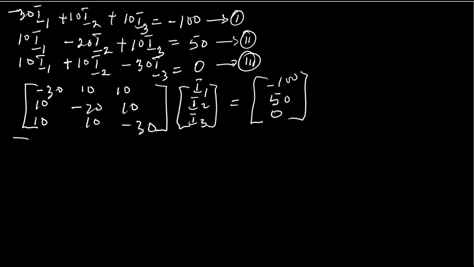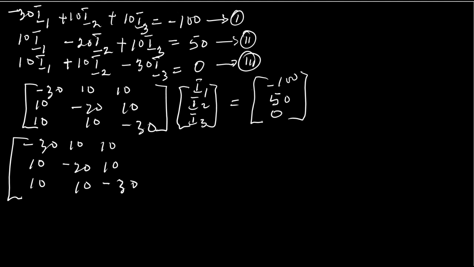Now, to complete our matrices, here is minus 30, 10, 10. Here is 10, minus 20, 10. Then 10, 10, minus 30, and here is minus 100, 50, and 0.